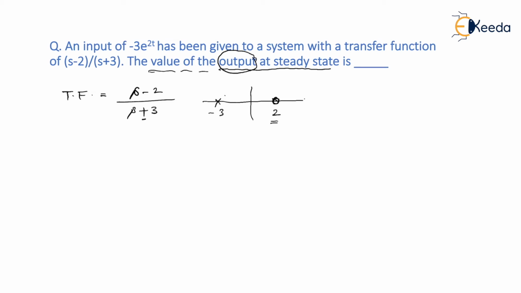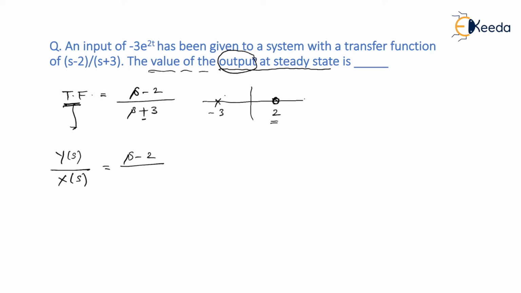Okay, they are asking you the value of output, but this is not output, this is transfer function. From this transfer function you have to get the output first. How to get output? Very simple. Can I write transfer function as Y(s) upon X(s)? Of course, yes, I can write it this way.